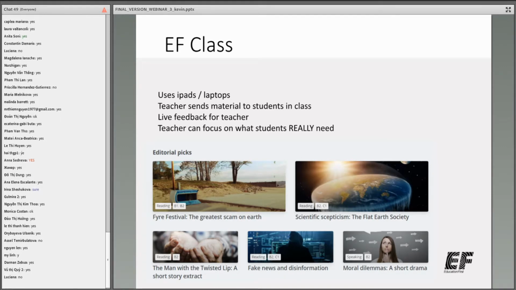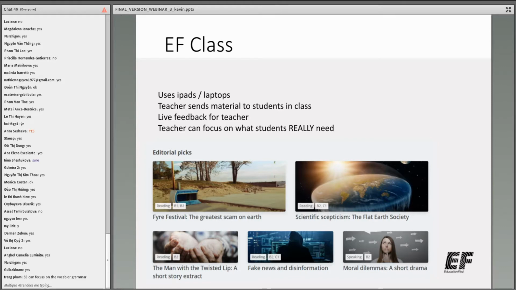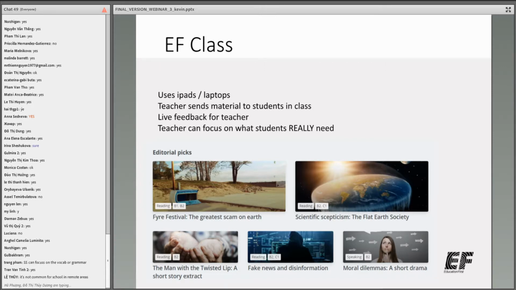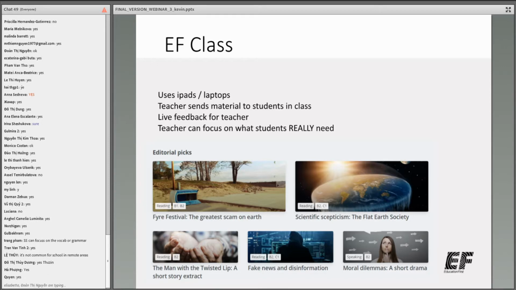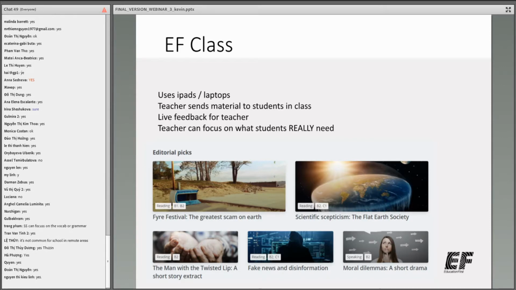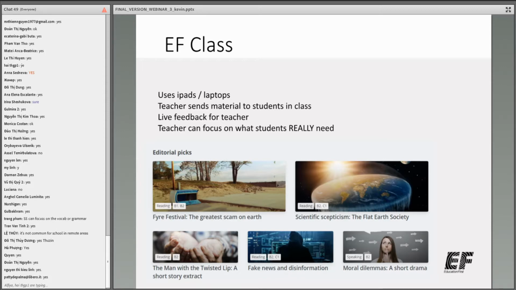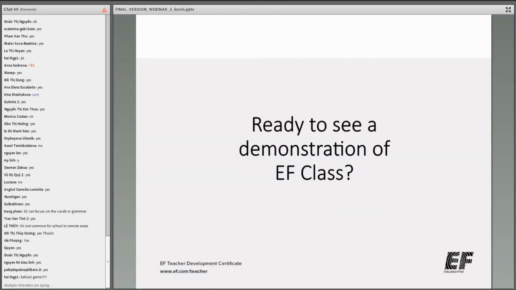So that was EF class. It uses iPads or it uses laptops. The teacher sends material to students in the class. And there is live feedback for the teacher. So when students send or submit their answers, the teacher gets real live instant results that he or she can use in the classroom to focus on what the students really need. So if the teacher sees that a group of students have a problem with one particular area, the teacher can then divert the lesson to focus on what the students need rather than the general thing that the teacher was going to focus on.